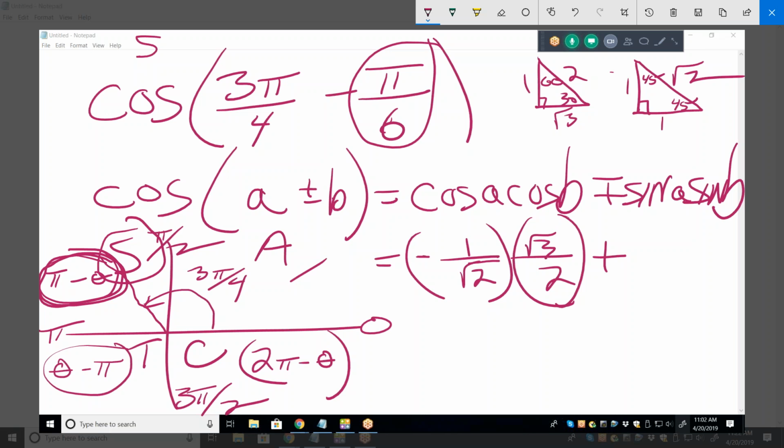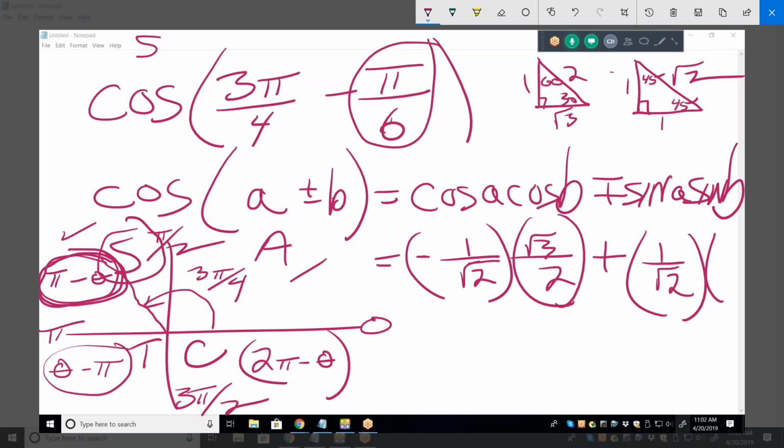The sine of pi over 4 is 1 over square root of 2. And is that a plus or a minus in front? The plus? Correct. That's a second quadrant angle. Sine is positive in the second quadrant.